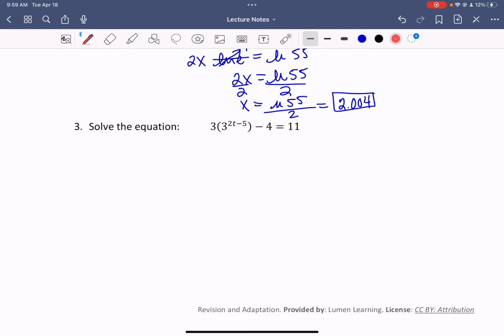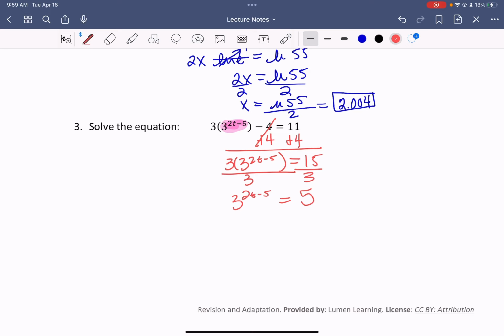So this next one, I have 3 times 3 to the 2t minus 5, minus 4, equal to 11. So again, same thing. I want to get this exponential by itself before I start using any of my log properties. So I'm going to add 4 to both sides. That gives me 3 times 3 to the 2t minus 5 equal to 15. Divide both sides by 3. That gives me 5. And now I have that exponential by itself.